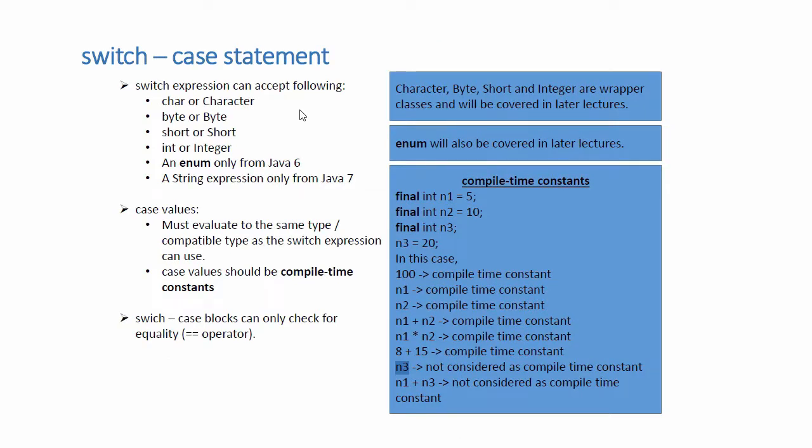You should remember a few important points here. The switch expression can accept the following: char or Character, byte or Byte, short or Short, int or Integer. So these are primitive types: char, byte, short, and int. And Character, Byte, Short, and Integer are wrapper classes and will be covered in later lectures. And enum only from Java 6, enum will also be covered in later lectures. And a string expression only from Java 7.